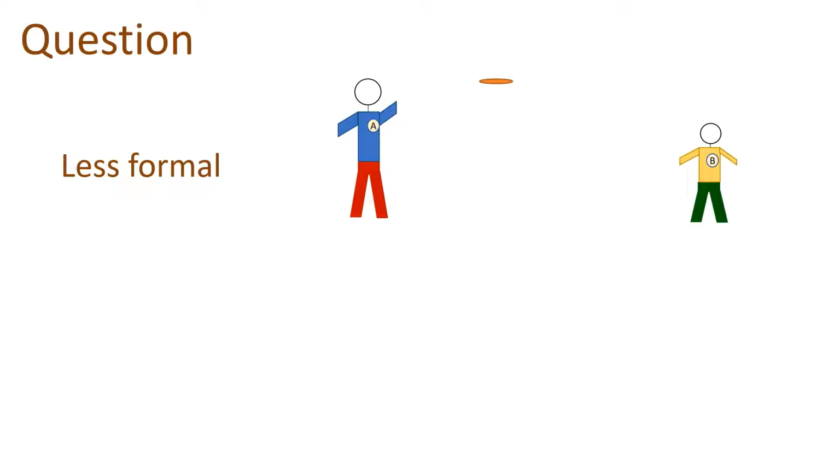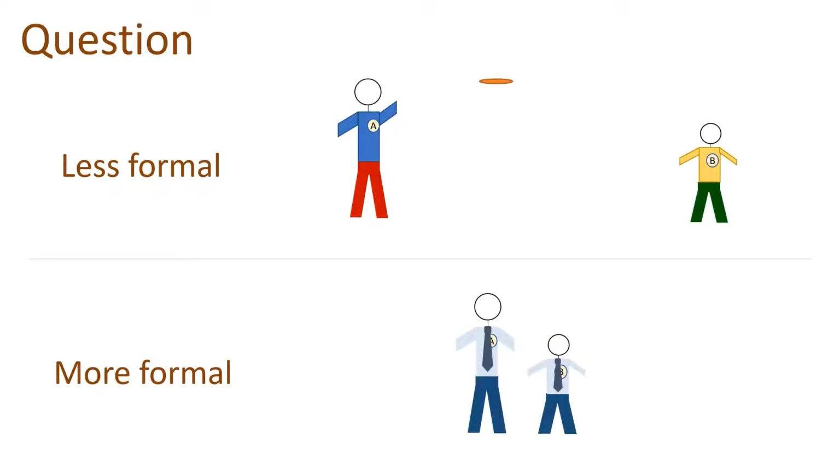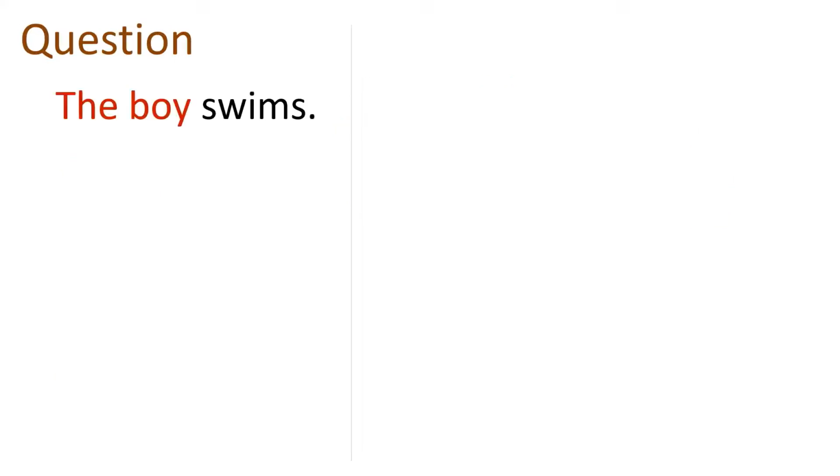We will now look at forming a question. We will only consider the less formal way of forming a question, for instance, when you're talking with your friends. This is opposed to the more formal way that you would use at school or at work. Let us consider the statement, for instance, "the boy swims," where we do not know that it is the boy who is swimming.